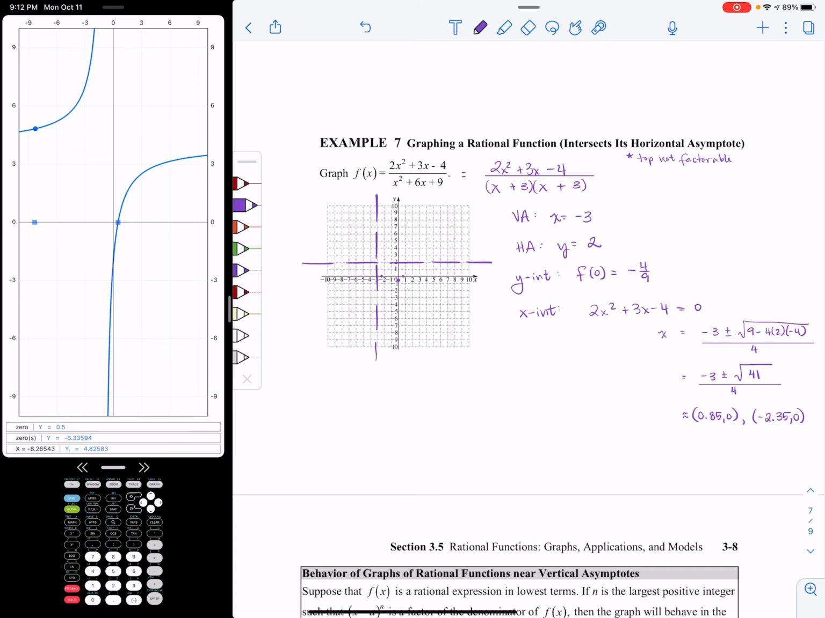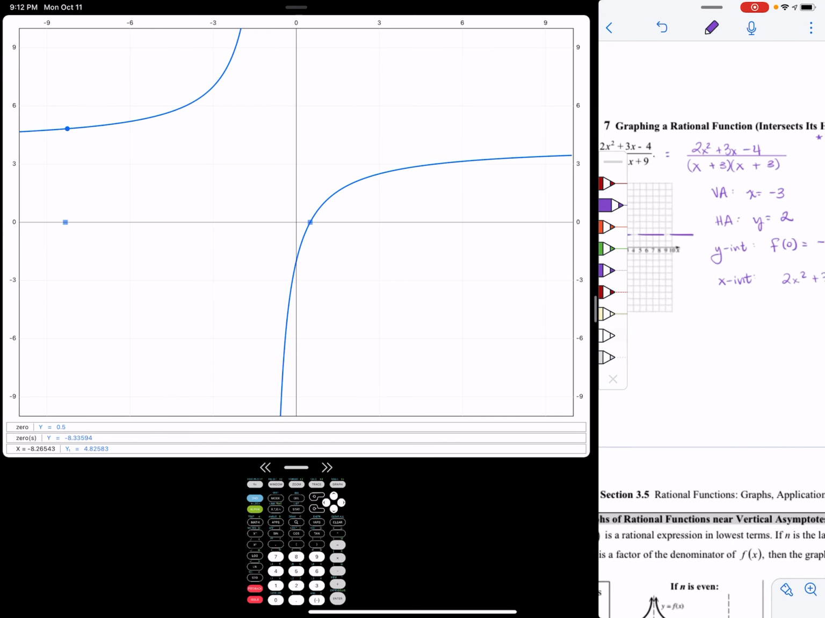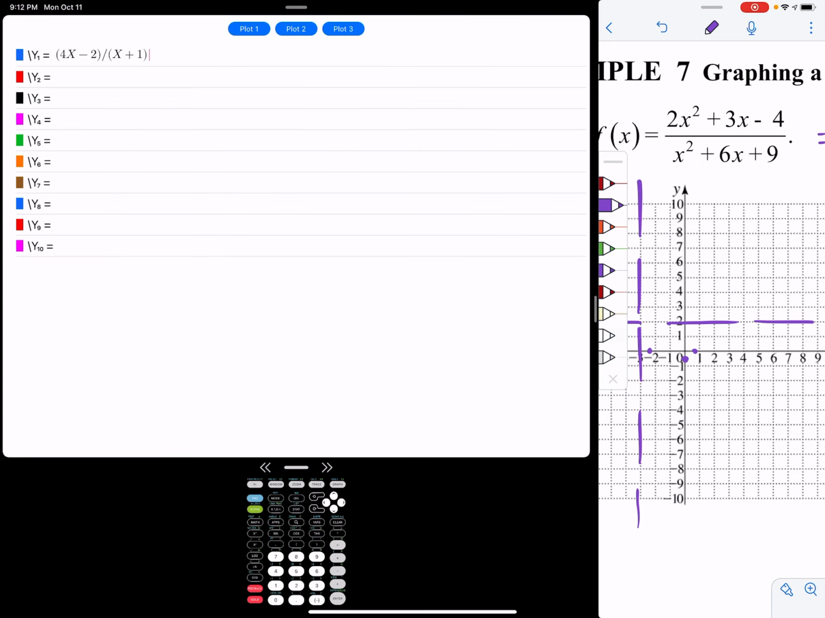So the next thing I'm going to do is go to my calculator, and let's put it into the calculator. Again, I like to use the original for that. So go to your y equals screen, clear out what's there. I'm going to have 2x squared plus 3x minus 4. Close up your parentheses. Divide x squared plus 6x plus 9. All right, and you can go ahead to the graph.